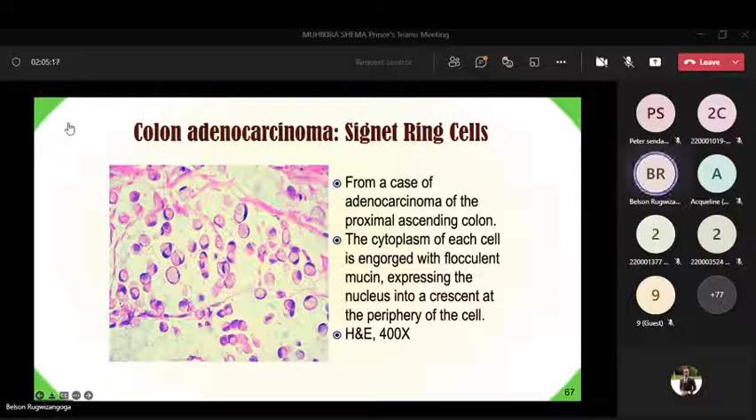So this is how they appear. And what you see behind here is not empty. This is mucin. This is mucin, where you see a fluid, something which is whitish.